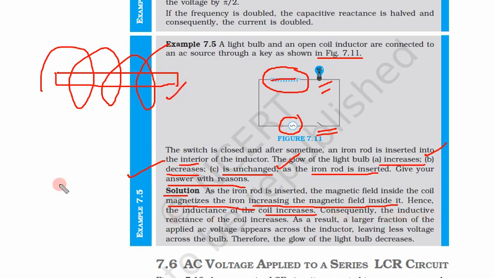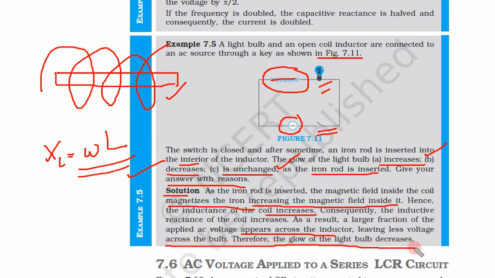Consequently, the inductive reactance is omega L. Since L is increased, XL will also increase. As a result, a larger fraction of the applied AC voltage appears across the inductor, leaving less voltage across the bulb. Therefore, the glow of the bulb will decrease.